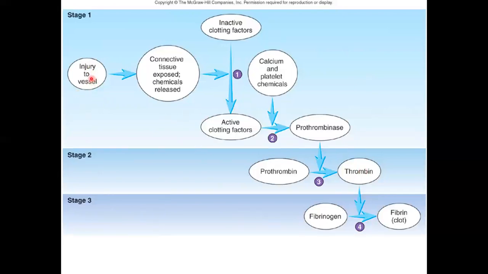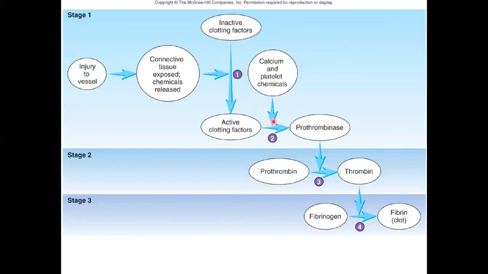Here's the picture. I like the flow chart better. So here's a damaged blood vessel. The connective tissue is going to be exposed, so you release chemicals. That's going to take inactive clotting factors floating around in the plasma that are made by the liver and convert them to active clotting factors. Active clotting factors are going to get converted to prothrombinase, which is an enzyme. ASE means it's an enzyme. You need calcium and platelet chemicals to do this, so calcium is important as well.